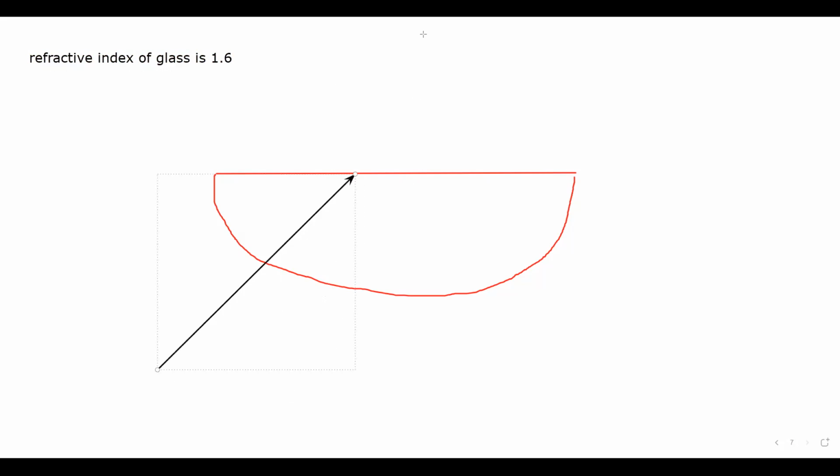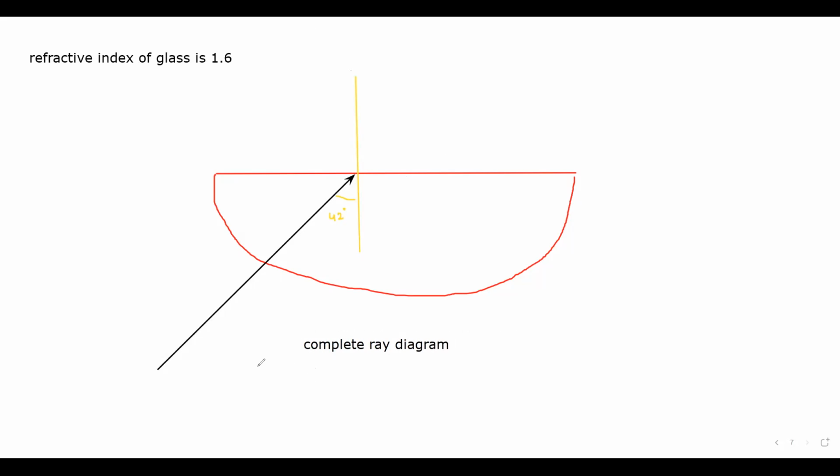Now the question is, complete a ray diagram. Now we have to complete this ray diagram. So before completing a ray diagram, we should know the critical angle. And the angle of incidence was given, say, 42. And you have to complete a ray diagram. So before completing a ray diagram, we should know the critical angle. We know the angle of incidence, but we don't know the critical angle.